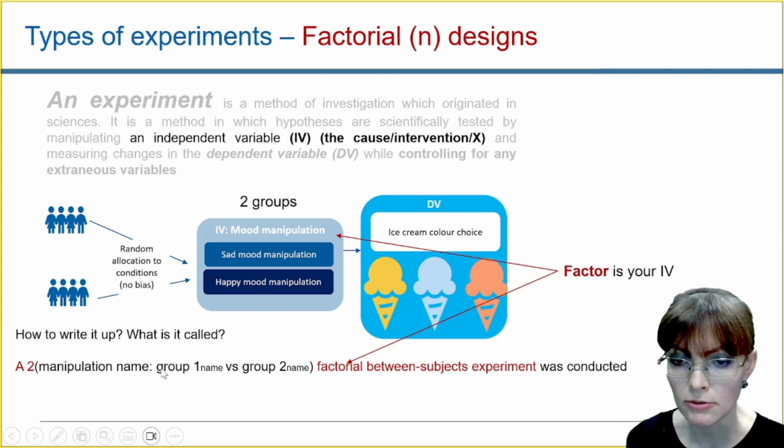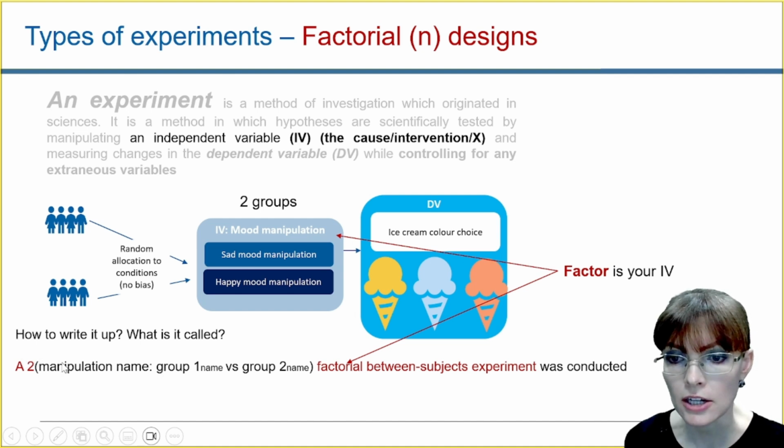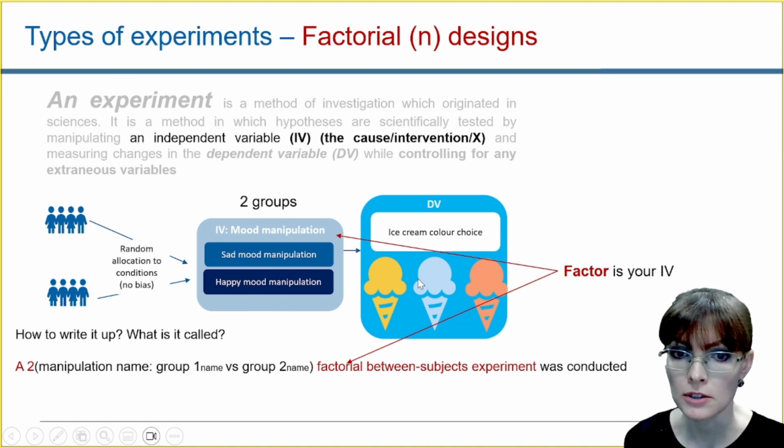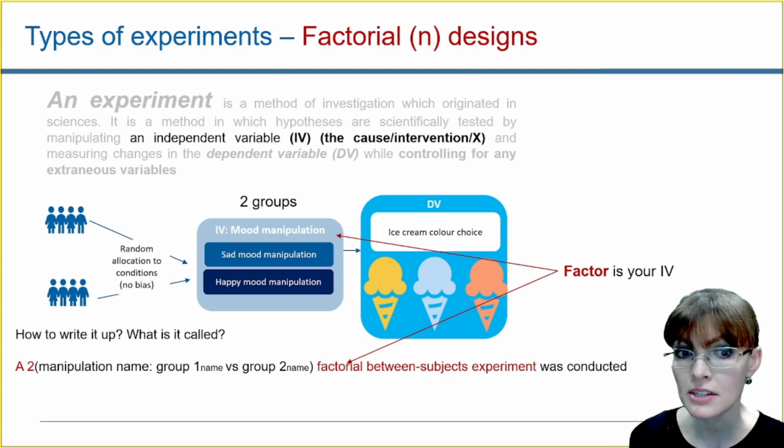But as you might have already guessed, this 2 here actually stands for the number of levels that you have in your independent variable. You have two. My overall independent variable is called mood. And the name of the first group, or of the first intervention or of the first condition, is sad mood. So sad mood will be here instead of group 1 name, and group 2 will be happy mood. And versus here actually means that group 1 is compared to group 2. Sad mood will be compared to happy mood to see which one results in different choice of ice cream. This is a very simple example.